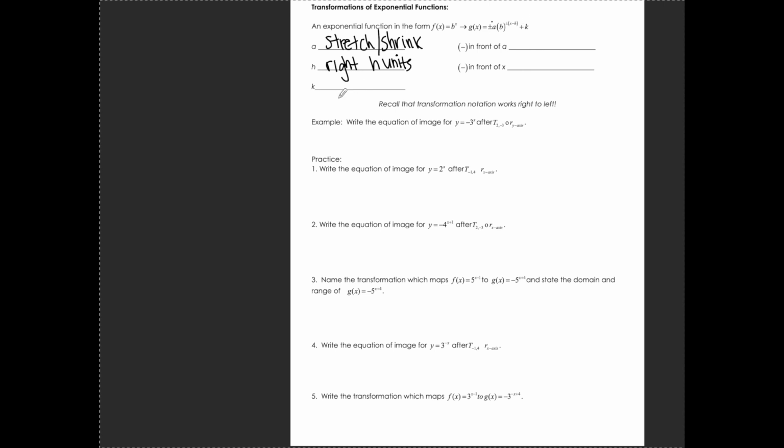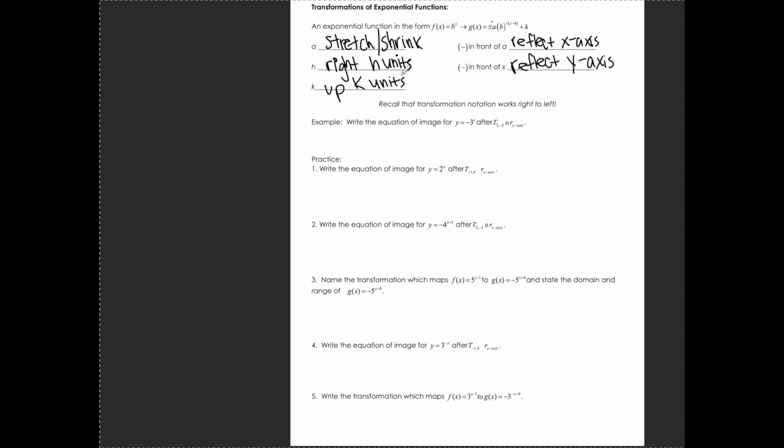Since this is a positive, I know that this tells me to move up k units. If that was a negative, I'd be moving down k units. And if this was a positive, I'd be moving left h units. The negative in front of the a represents negating the entire function, negating y. So that's reflect over the x-axis. And a negative in front of the x value, so that's this negative here. If I am negating the x value, then that means I'm reflecting in the y-axis.